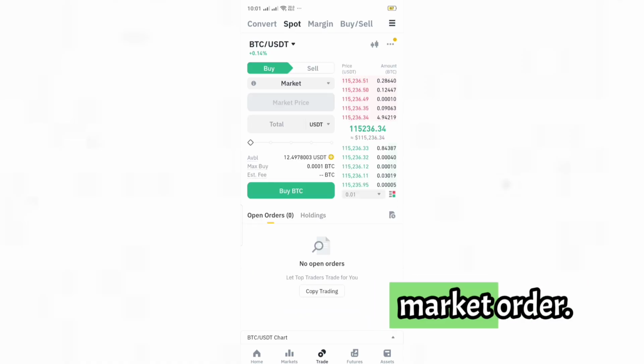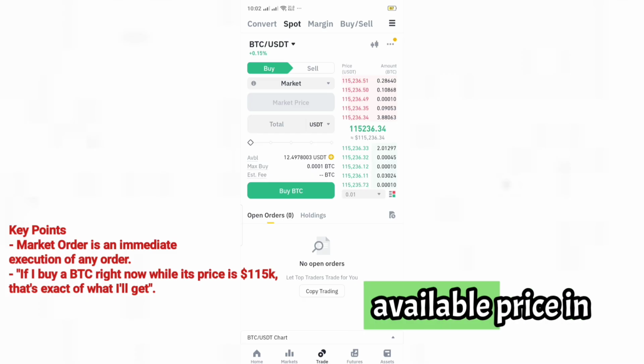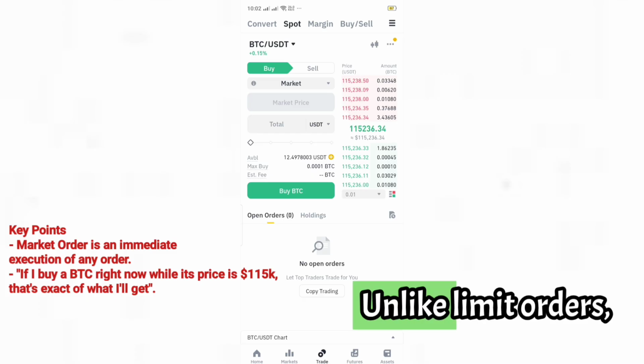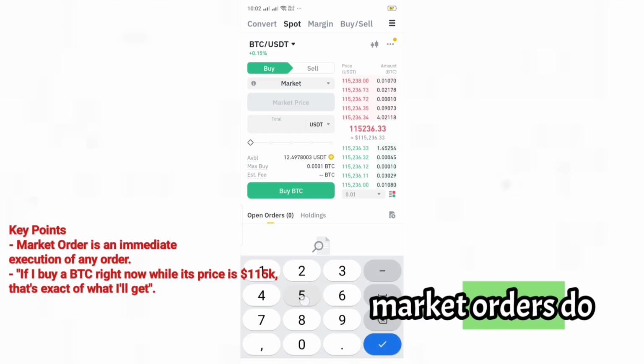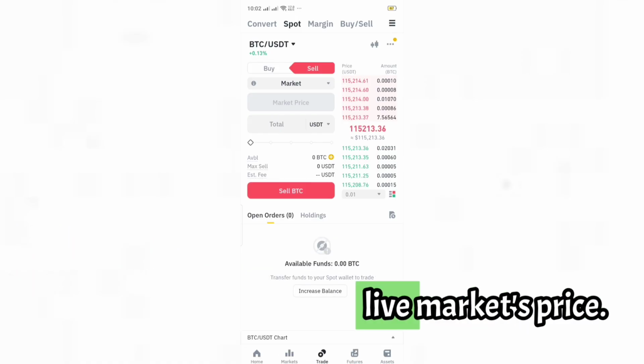The next one is market order. This type of order is executed immediately at the available price in the market. Unlike limit orders, market orders do not guarantee a specific price. It fills your order instantly at the live market price.